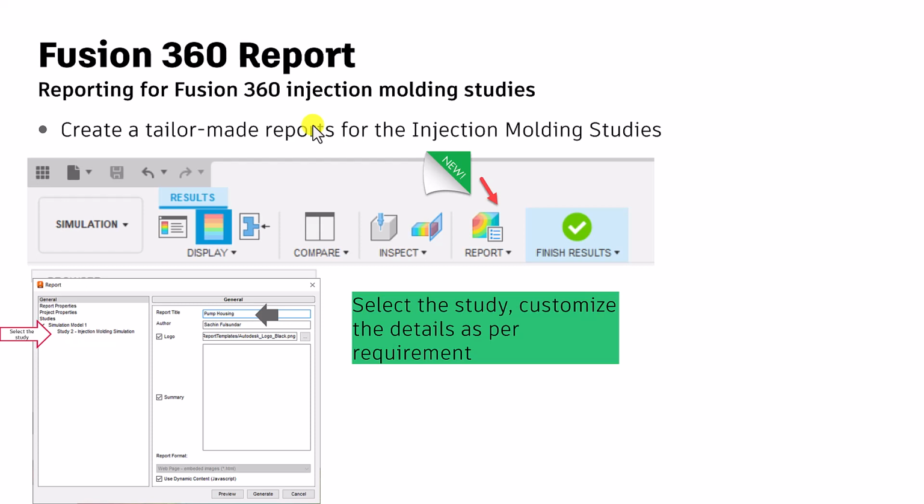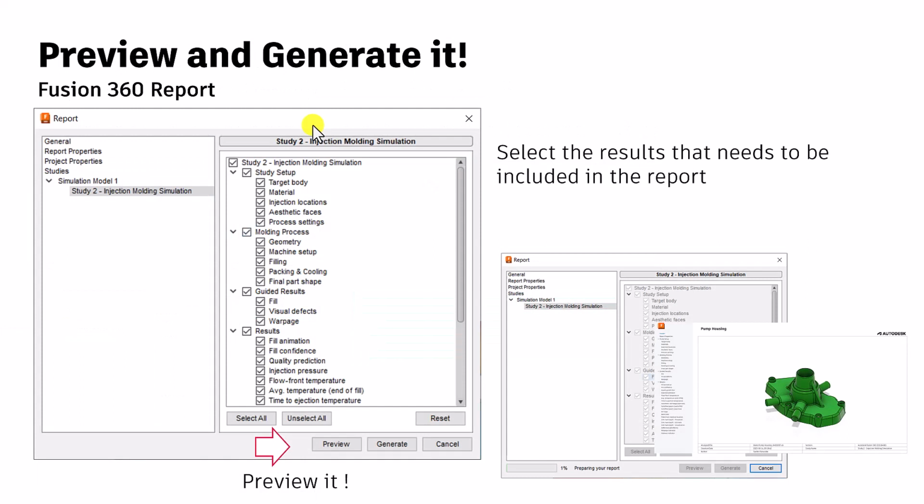The most important, much awaited thing that users needed, or that was requested, is to have a report within Fusion 360 for the injection molding studies. Now, once you update to June 2023, you would see an icon in the result tab for the report. That allows you to generate the report for the current study which has been opened. You can customize it, like the report title or the author name, and you also have an option of choosing what results you want to include in the report.